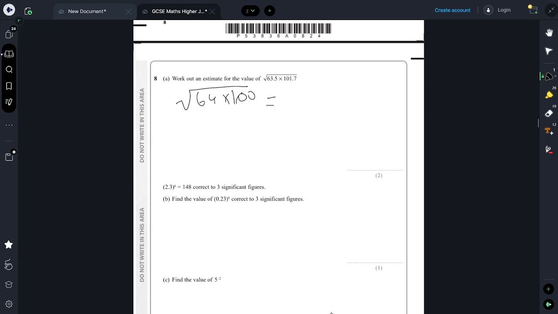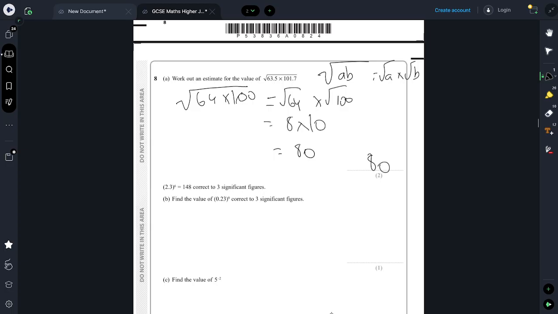And so actually then you should know your surd laws. So root AB is the same as root A times root B. So we can split this up. There we go. Root 64 times root 100. Now actually they're both square numbers. So 64 is 8 squared, so this is going to go to 8. And 100 is 10 squared, so it's going to be 10. So actually this should estimate to 80. Lovely jubbly. I think that's the best way to approach it.